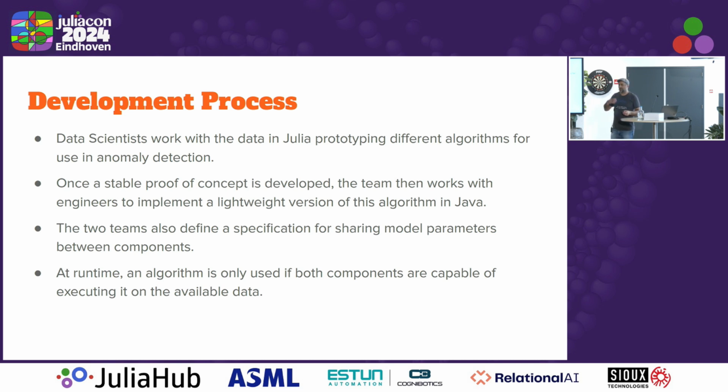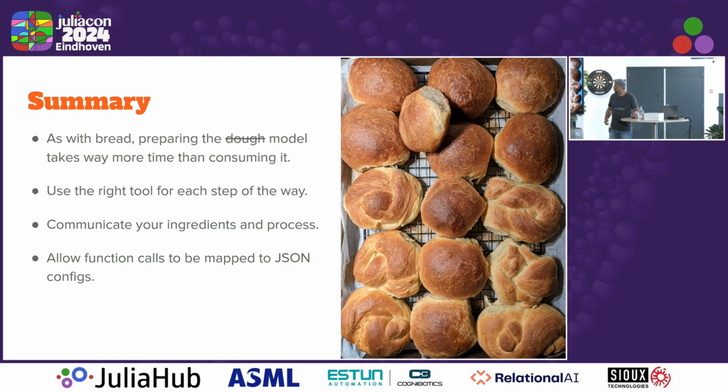And similarly, we can deprecate models in the same way. We can upgrade the Julia side to stop supporting a particular model, and then it'll just no longer send that to Java. So in summary, as with bread, preparing the model takes way more time than consuming it, right? We need minutes to hours to process the data, but we have microseconds to milliseconds to actually run on that data. You need to use the right tool for each step of the way.